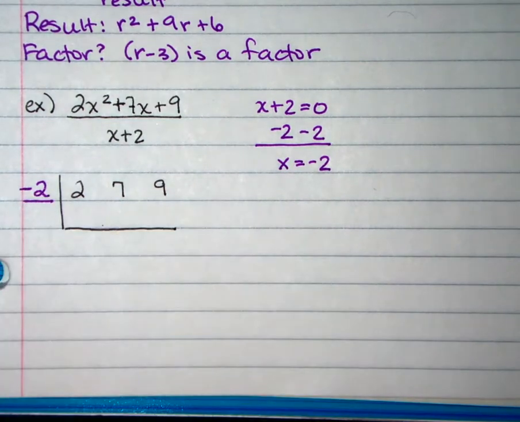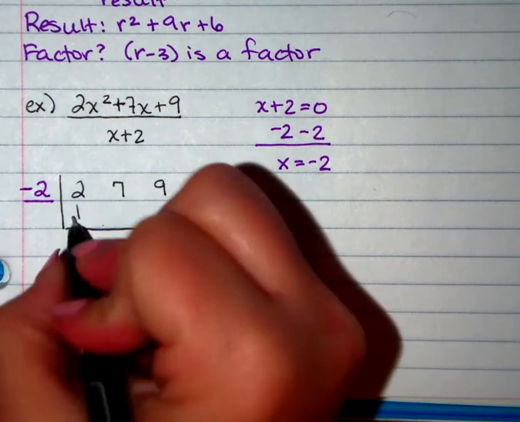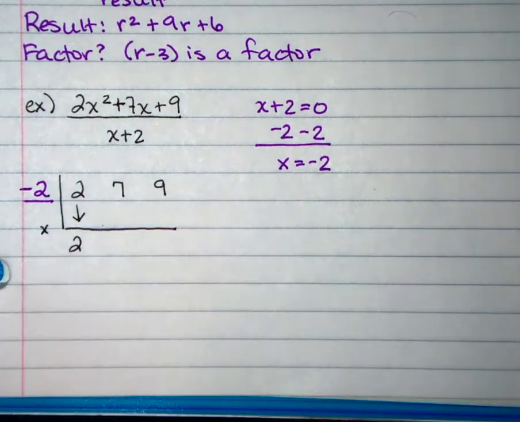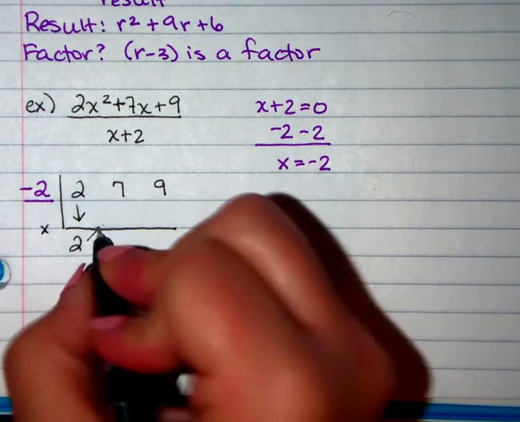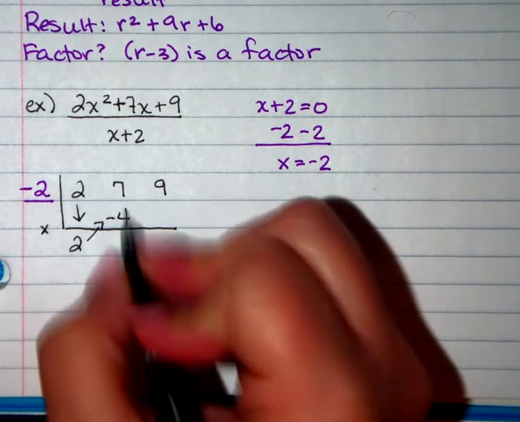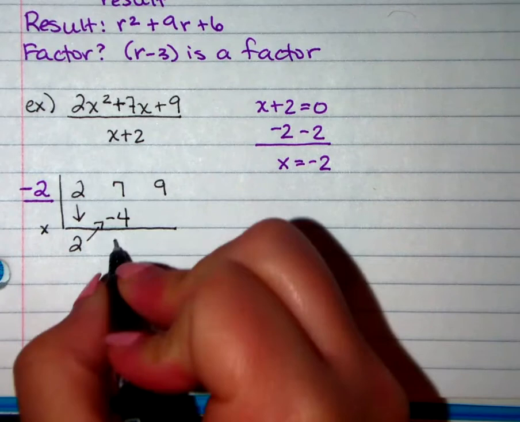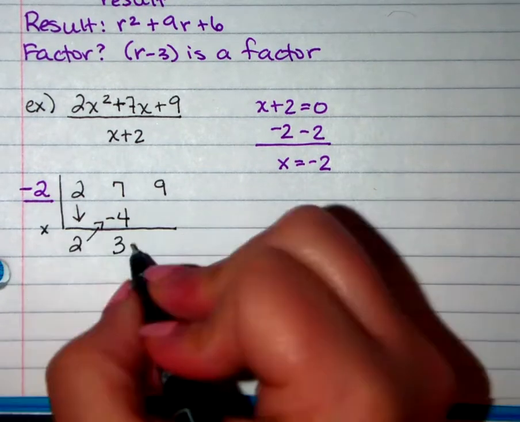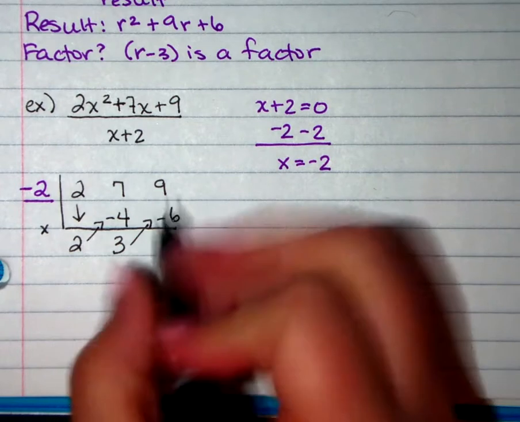So let's drop our first 2 down and multiply. Negative 2 times positive 2 is a negative 4. 7 minus 4 is 3. And last, negative 2 times 3 is negative 6. And when I add these up, I get 3 as my remainder.